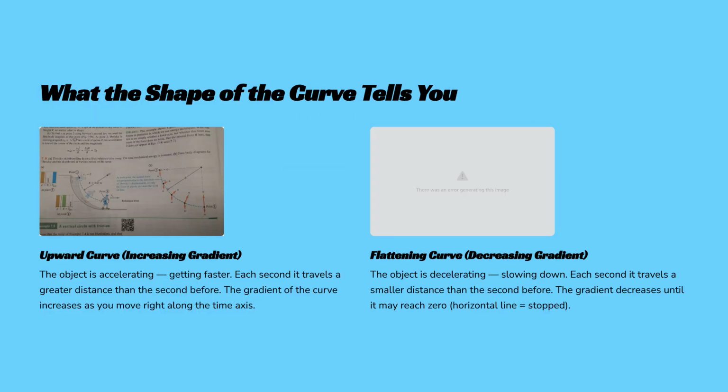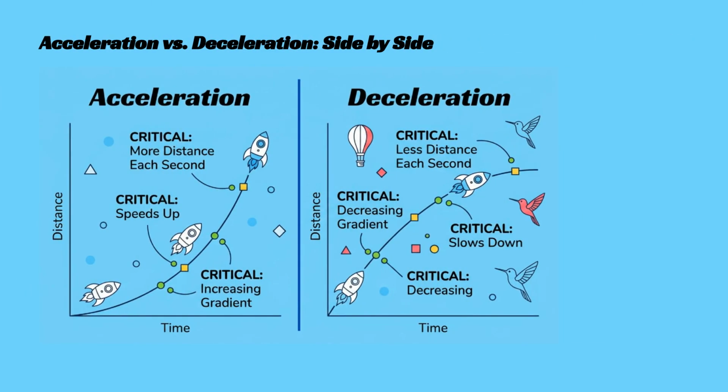Curved lines on your graph provide specific details about acceleration. An upward steepening curve means the object is speeding up, while a flattening curve shows it is slowing down. Looking at acceleration and deceleration side by side helps clarify the difference. Both appear as curves, but notice how the direction of the curve determines the object's change in motion.